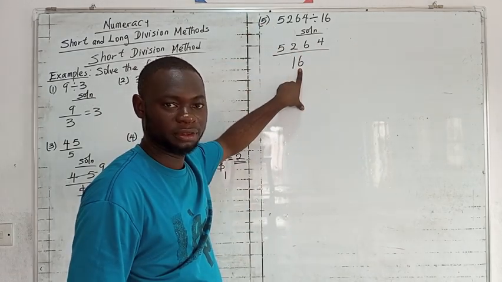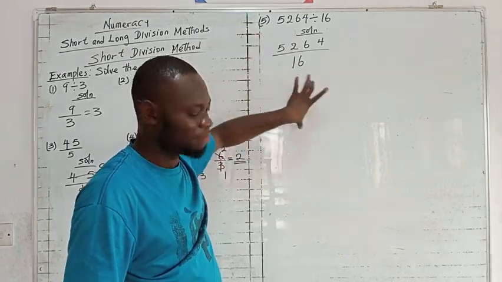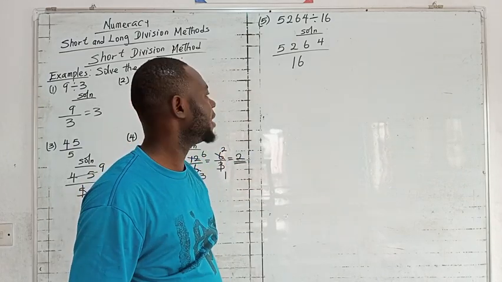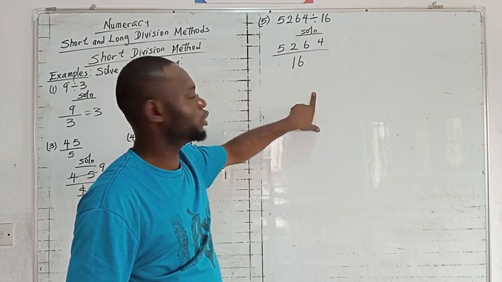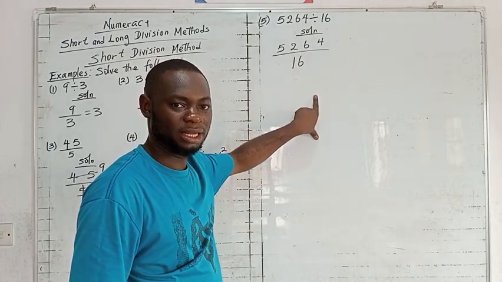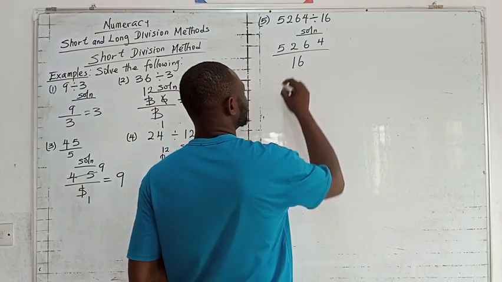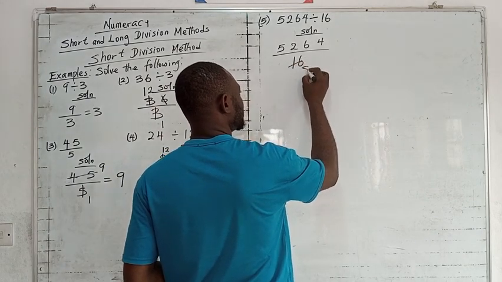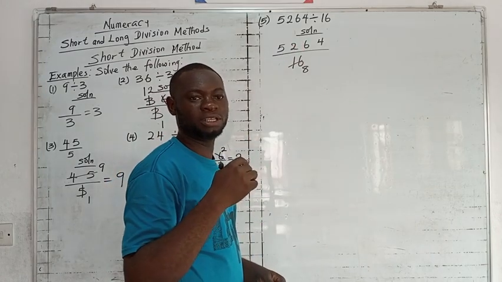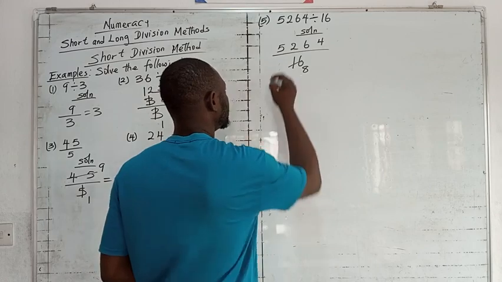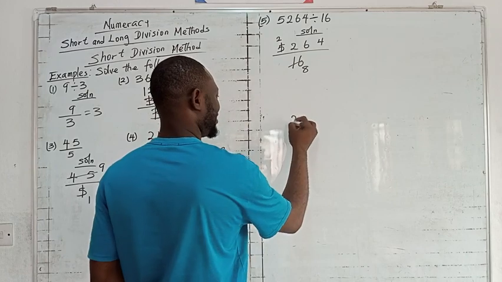Even. So what do we do? We use 2. We keep on reducing this number till we get to a point whereby nothing else can divide, or till we get to a point where 1 becomes the divider. Alright? So let's go. 2 divides 16, 8. Remember, short division means dividing digit by digit. 2 divide 5, 2 remainder 1.